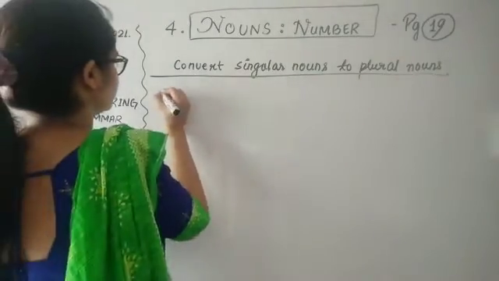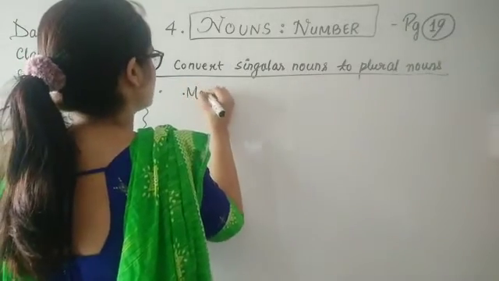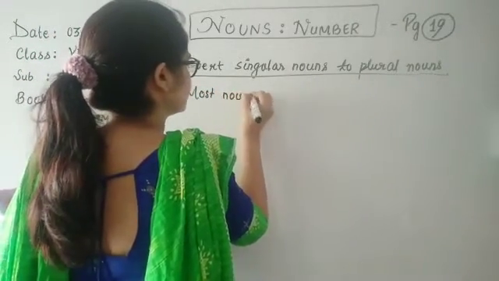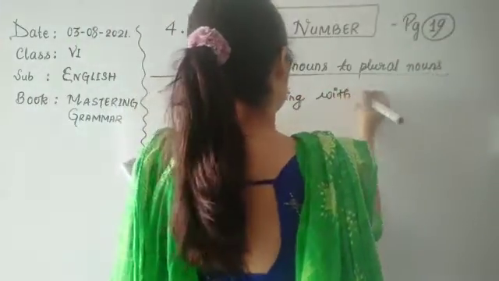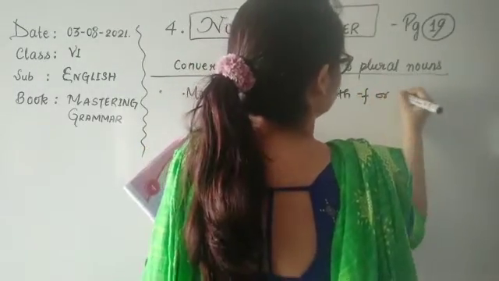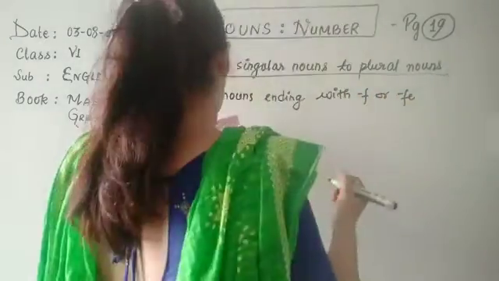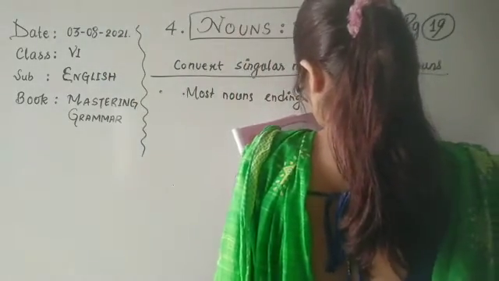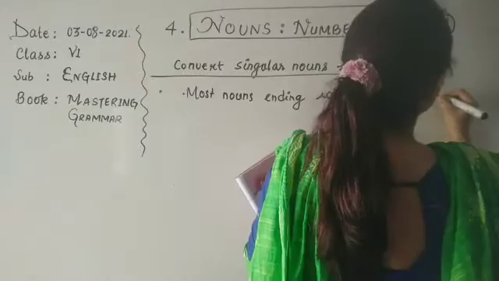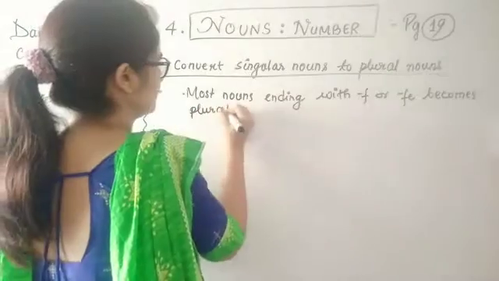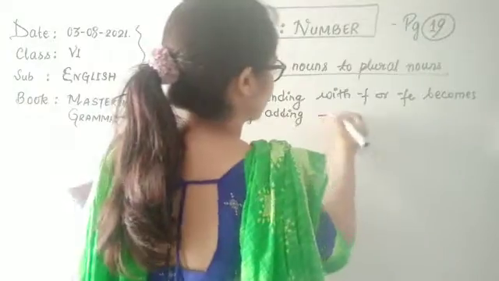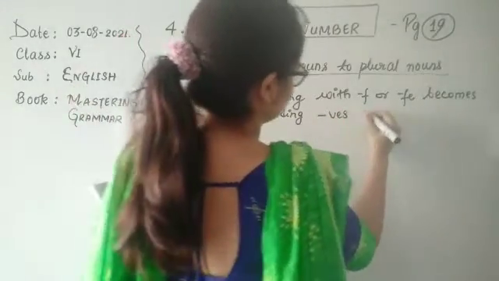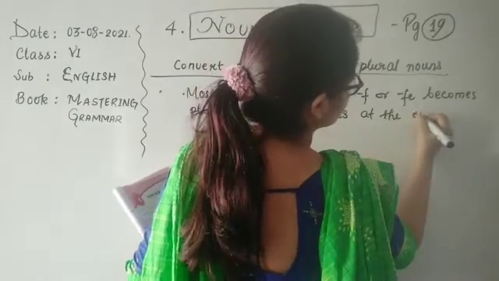So, what is the second point that we are going to learn? Now, most nouns ending with f or fe become plural by adding, what? By adding ves at the end of it, at the end of the singular noun.